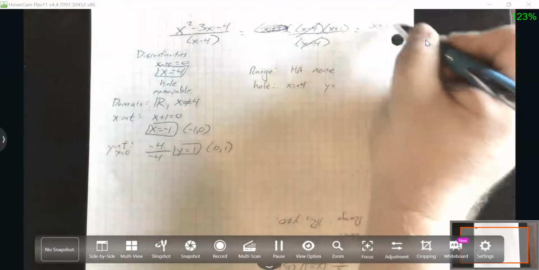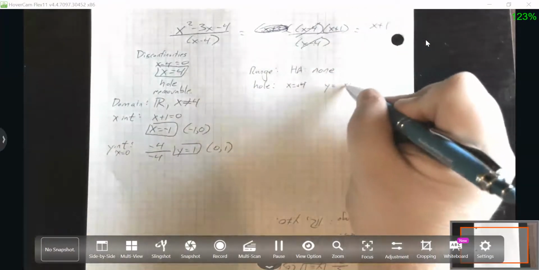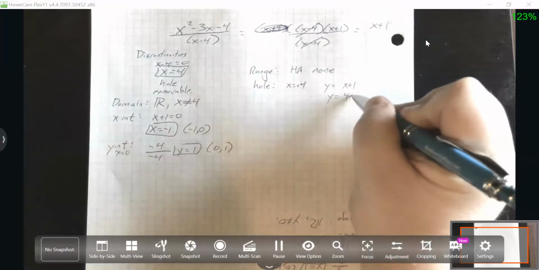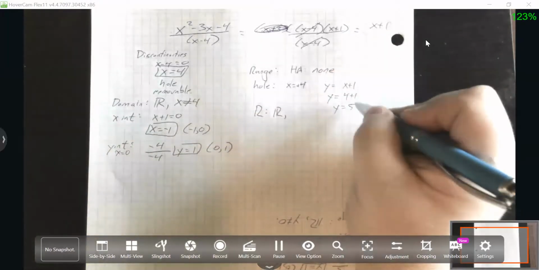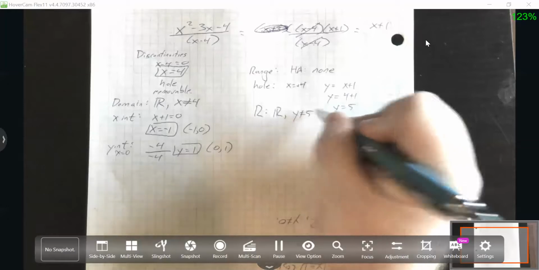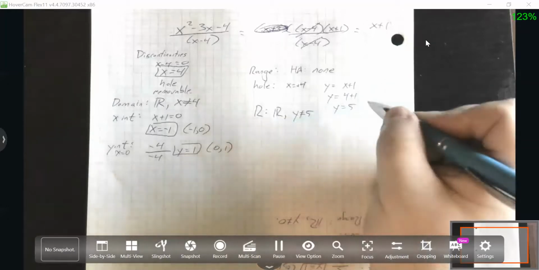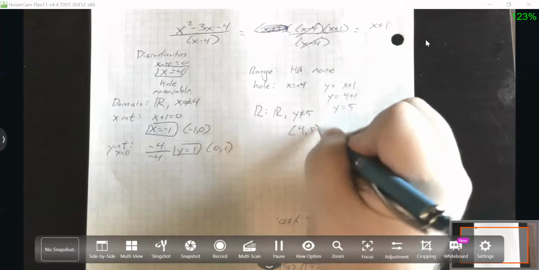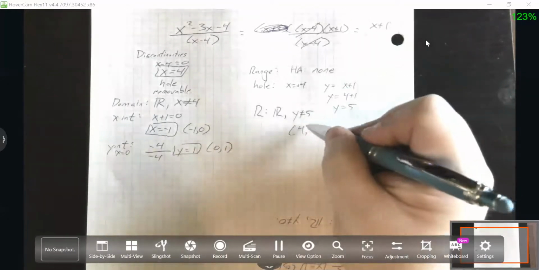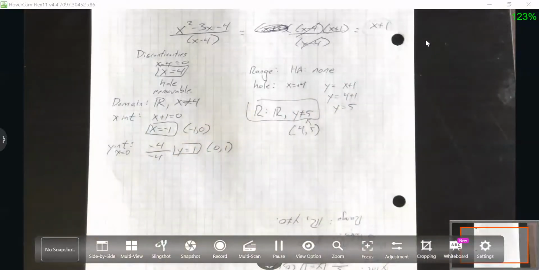So to find the y value, I'm going to plug that 4 into the simplified form. So y equals x plus 1, so that would give me 4 plus 1. y equals 5 is our missing value. So my range is all real numbers, excepting it cannot be equal to 5 in this case. You could also write that y does not exist at that given point, so you could have put that 5 is not included as part of the range for the y value. However you want to phrase it, I'm being pretty forgiving with these because it's pretty weird.